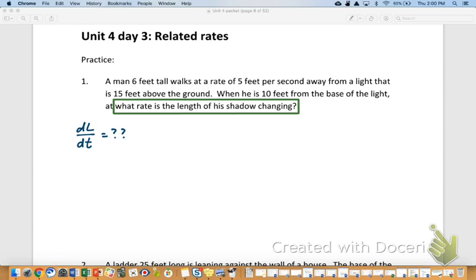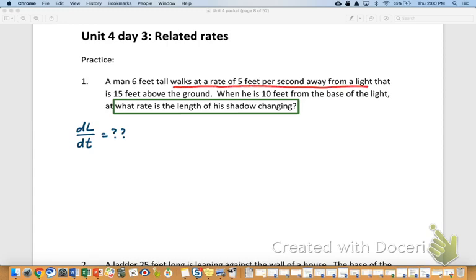Say again? 5 feet per second. What told you that was actually a rate? Per second. Feet per second? Yeah, for sure, that's a rate. What's another indicator that that's a rate? Doesn't it say rate? Yeah, the units, like Carter mentioned, totally agree. It even says the word rate. It won't always, but it often will. I'm going to underline that. So this guy is walking at a rate of 5 feet per second away from a light.